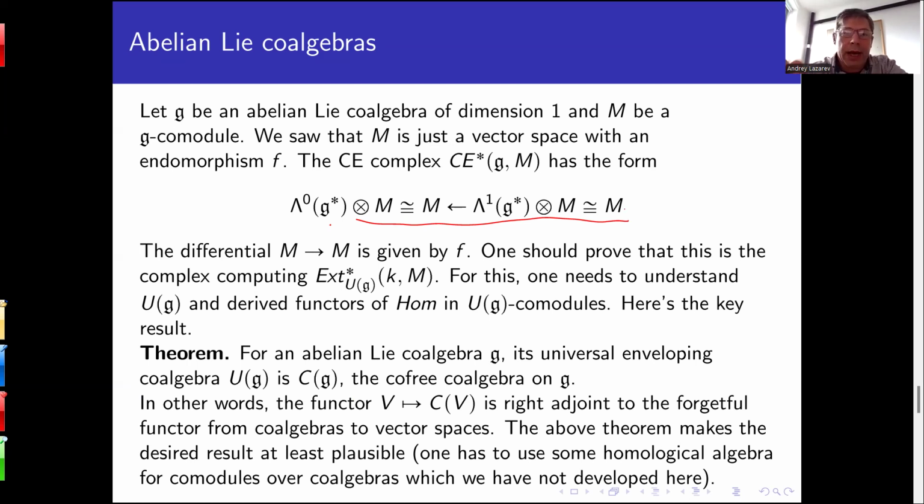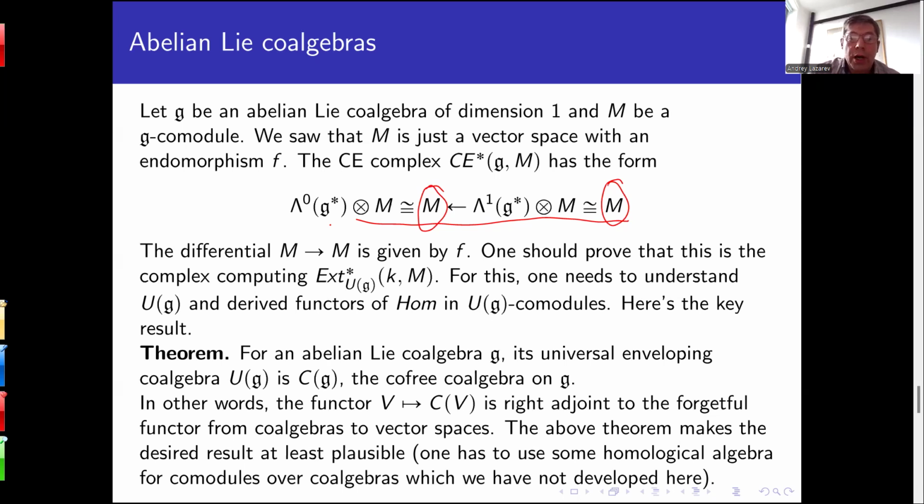Okay, so in both cases, the graded components of the exterior algebra are one-dimensional. So we have M in degree 0, we have M in degree 1. So we have a two-term complex. M goes to M. And a little bit of a calculation shows that this differential is just F.